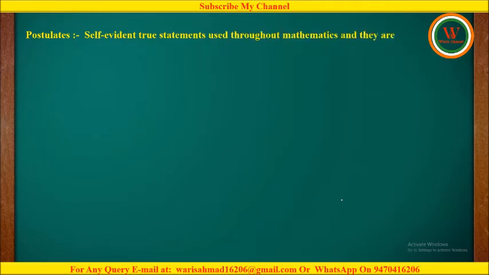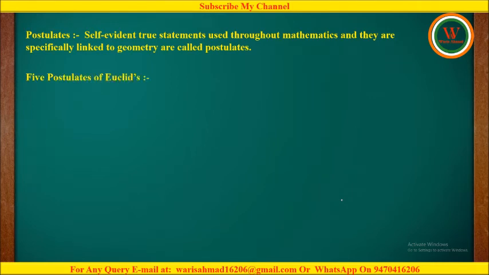Next topic is postulates. Self-evident true statements used throughout mathematics, and specifically linked to geometry, are called postulates. There are 5 postulates of Euclid. All the 5 postulates of Euclid are as follows. So let us see the very first one.